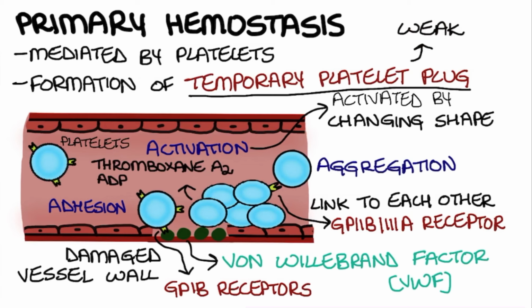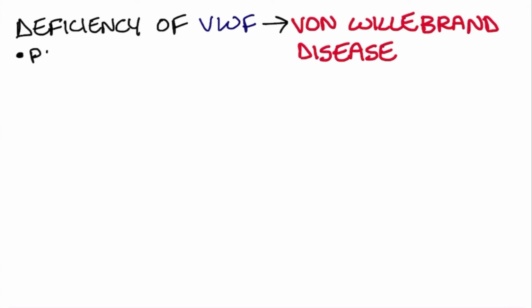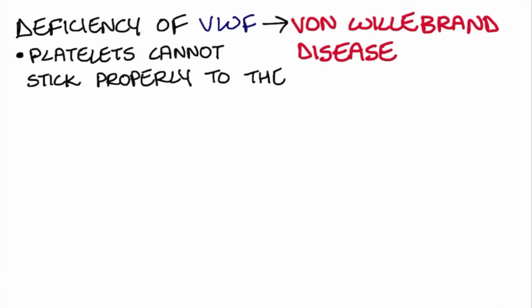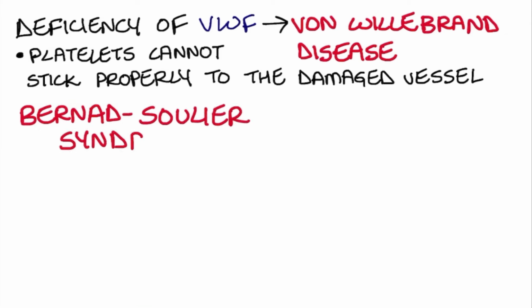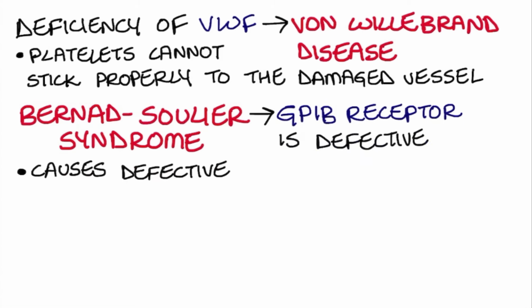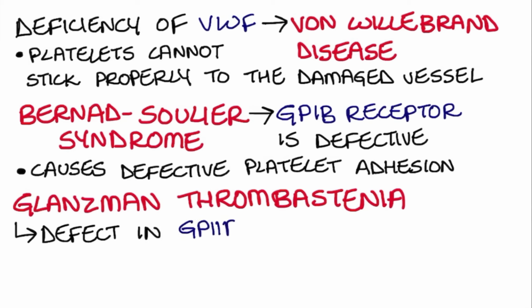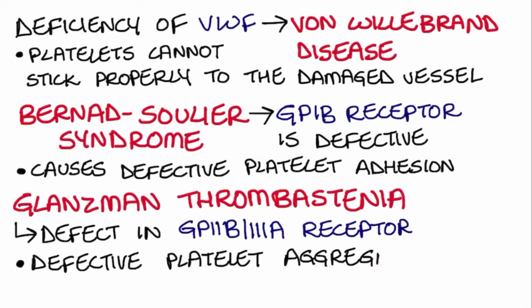It is weak and cannot seal the vessel completely. Deficiency of von Willebrand factor results in a condition called von Willebrand disease. Platelets cannot stick properly to the damaged vessel wall. In a condition called Bernard-Soulier syndrome, the GP1B receptor is defective. This causes defective platelet adhesion. In Glanzmann thrombasthenia, there is a defect in the GP2B3A receptor. This results in defective platelet aggregation.